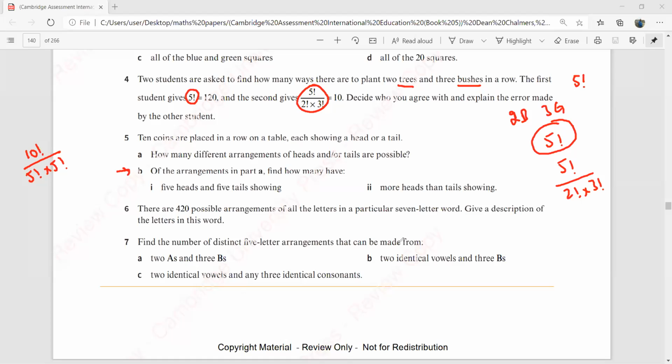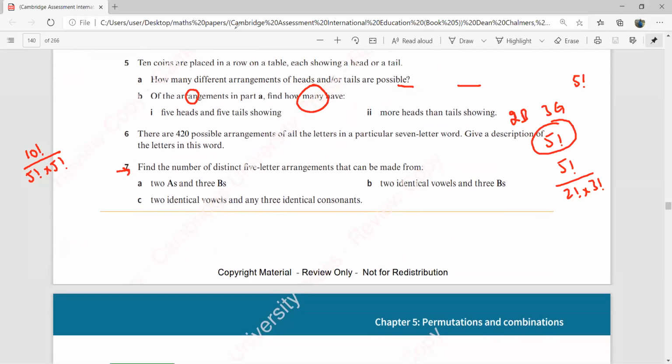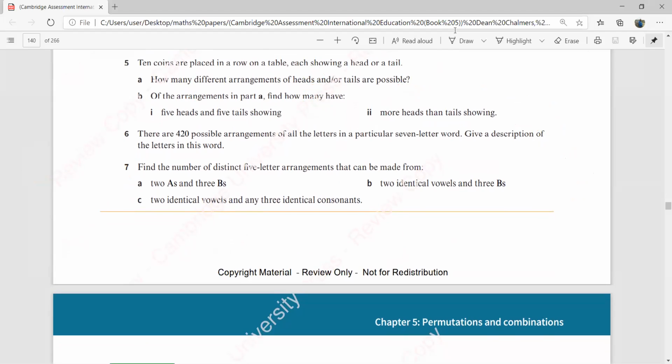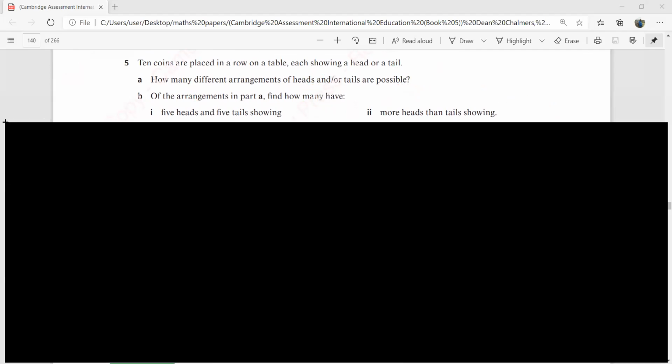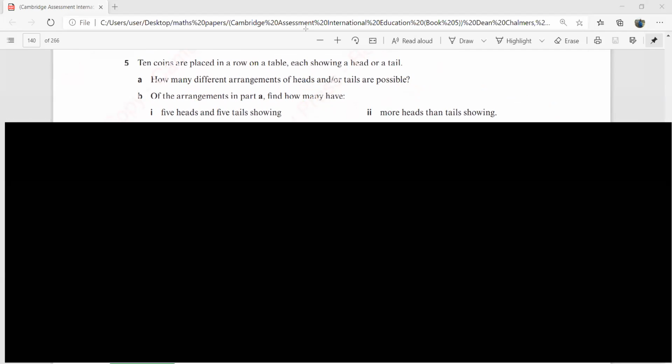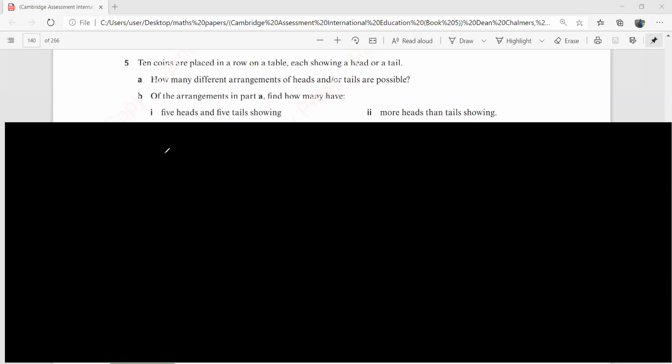Yes, sir. So now look at this, more heads than tails showing. Okay, so I'll have to go back to the A part. This A part has very long working, and please make sure that you understand what is going to happen here. Now there are 10 coins. When you are tossing or placing 10 coins, you put them at random regardless of what is going to be shown on that coin, either head or the tail.